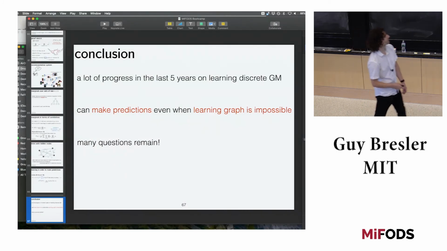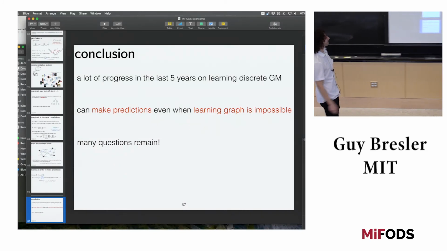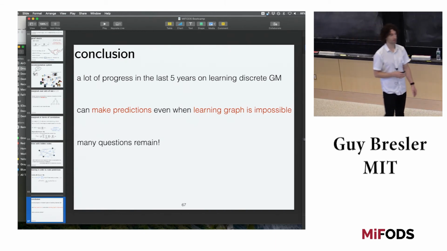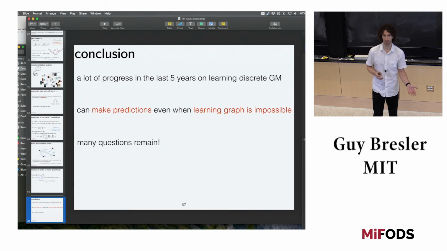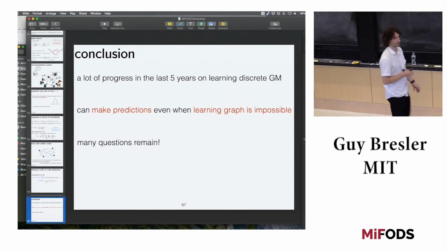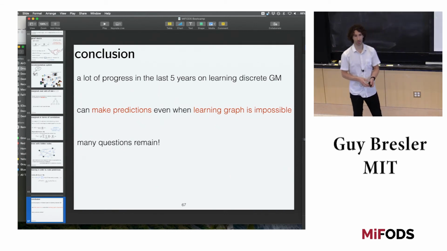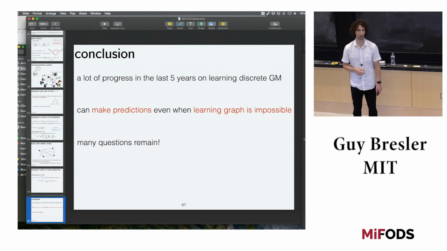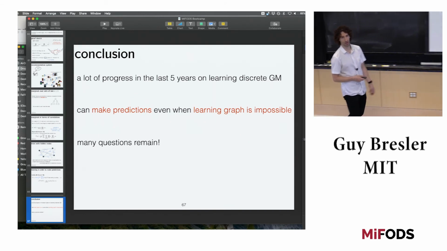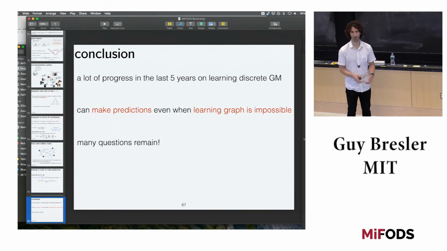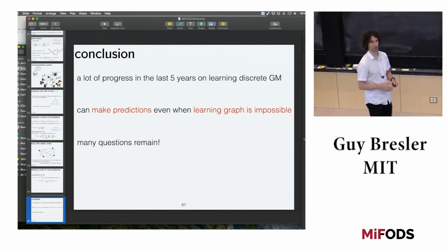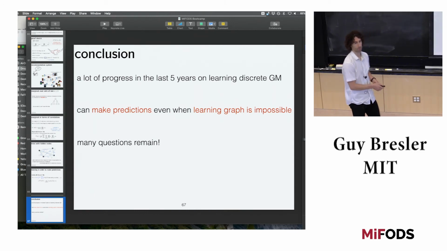Whoa, that went a little too fast, but I guess the conclusion is still up there. So to conclude, there's been a huge amount of progress in the last 5 to 10 years on learning discrete graphical models. I've shown you a portion of it. That situation is, for the most part, well understood. There are definitely a few questions left, but its landscape is pretty well understood. And I think one of the important directions going forward is this question of what if we don't want to learn the structure, we just want to learn the distribution that's close for what we want to use it for. And I'll end there.